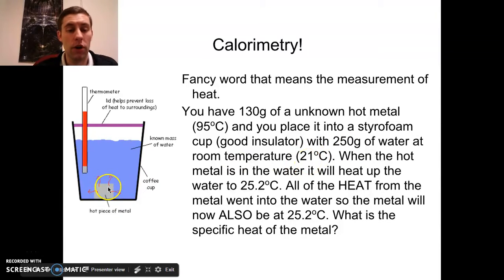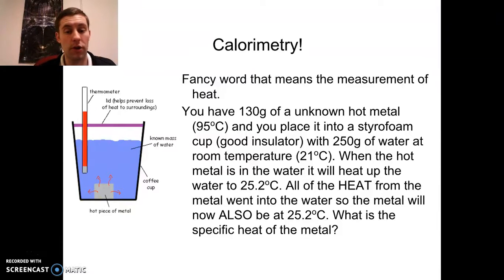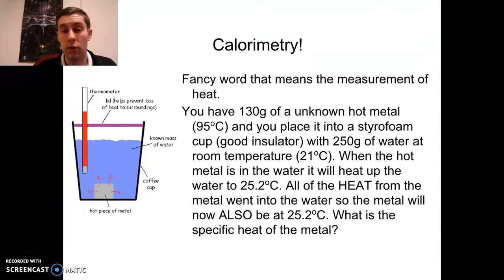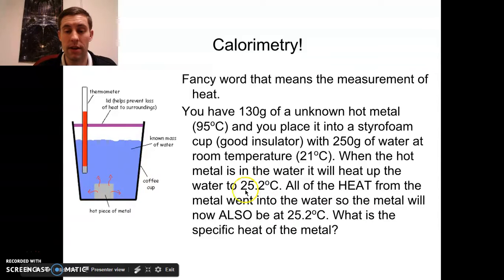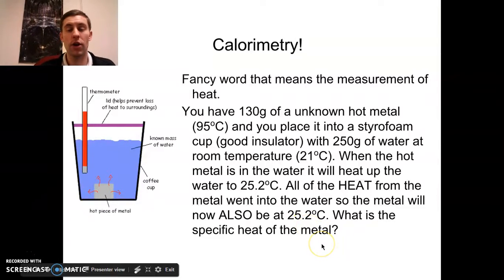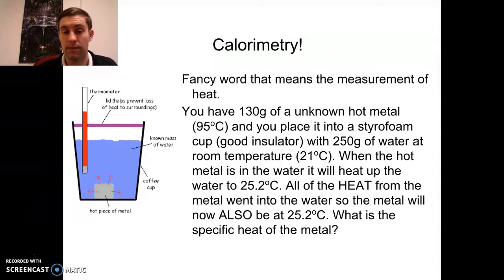When the hot metal's in the water, it's going to lose heat. It's warmer than the water, so the heat always goes from a hotter temperature to a lower temperature. When it does that, the heat that leaves the metal all goes into the water, and it heats the water from 21 degrees to 25.2 degrees Celsius. Now, when the metal cools down and loses its heat, it's also going to be at 25.2 degrees Celsius. They have to be at the same temperature at the end. The metal can't stay warmer. It's going to keep losing heat until it's the same temperature as the water. They meet there in the middle. So the question would be, what is the specific heat of this metal? And therefore, by that, we can determine what metal it is.